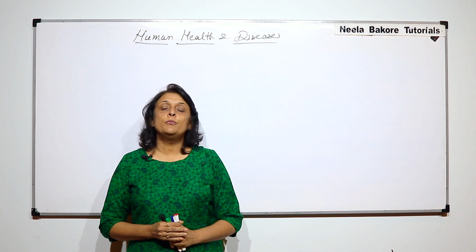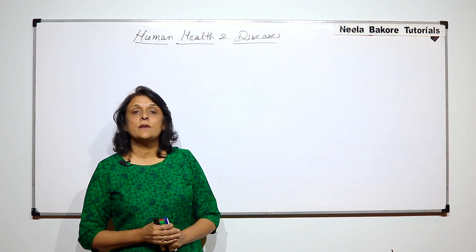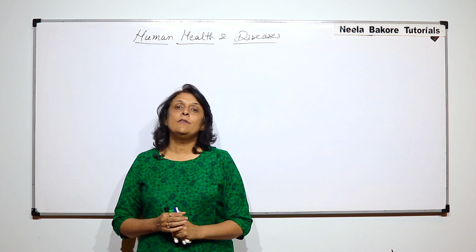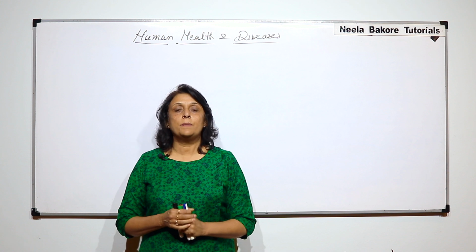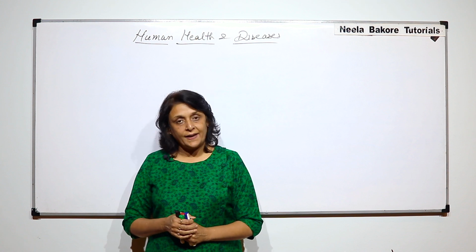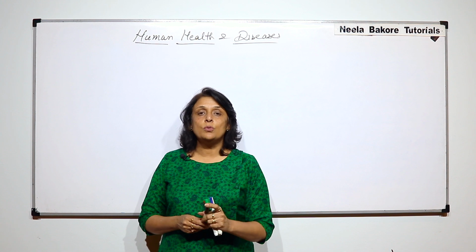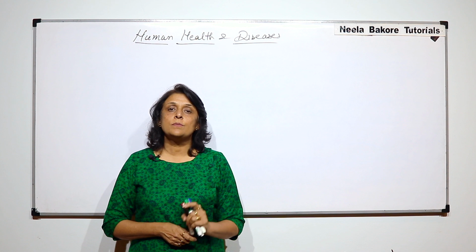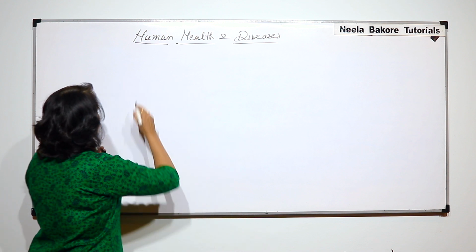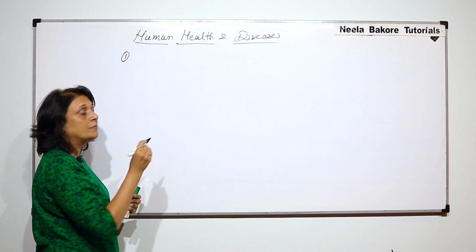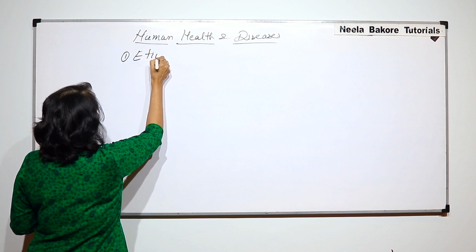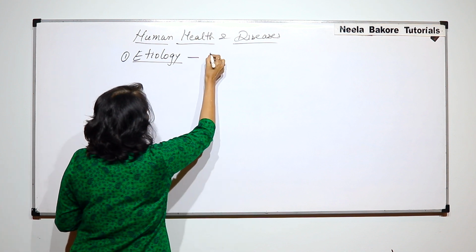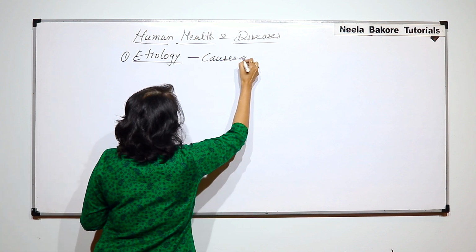In the previous part, we talked about certain terms which are related with this chapter, that is human health and diseases. And we also talked about some basic ways of classifying diseases. Now, what we want to do further is we will take certain terms and discuss those terms in detail. For example, we will be talking about one term which is called etiology. Etiology basically means causes of diseases.